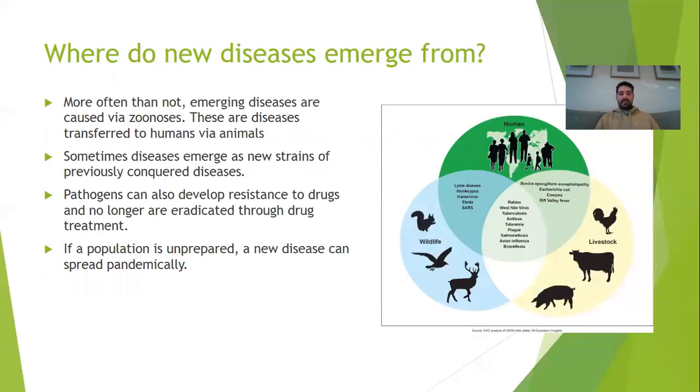So where do these diseases come from? So more often than not, new diseases are caused by what are called zoonoses. And these are diseases which are transferred from humans to animals. So you can see in the table on the right, we've got a wildlife circle, a livestock and a human.